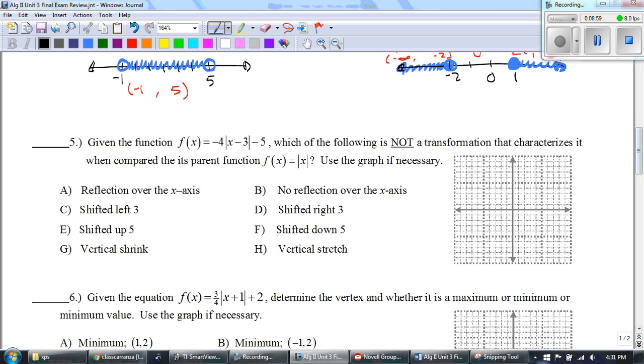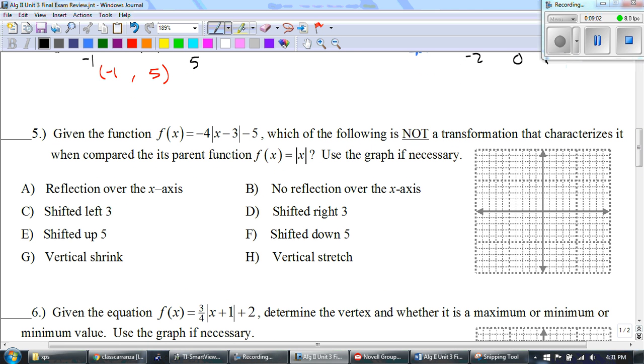Okay, so number 5, given the function right here, f of x equals -4 times the absolute value of x minus 3, minus 5, which of the following is not a transformation that is characterized when compared to the parent function of f of x equals the absolute value of x. Use the graph if necessary. So the key thing is which is not. I was doing this too fast and I circled the ones that are. So make sure it is not.